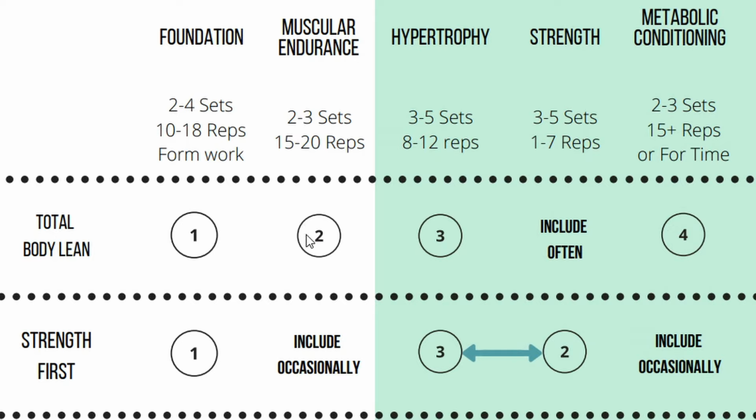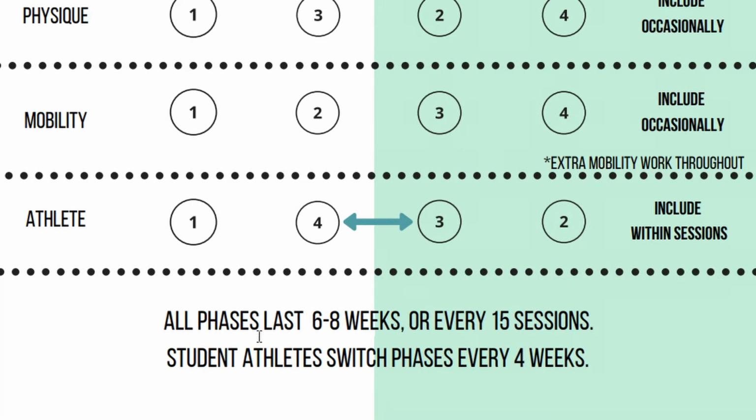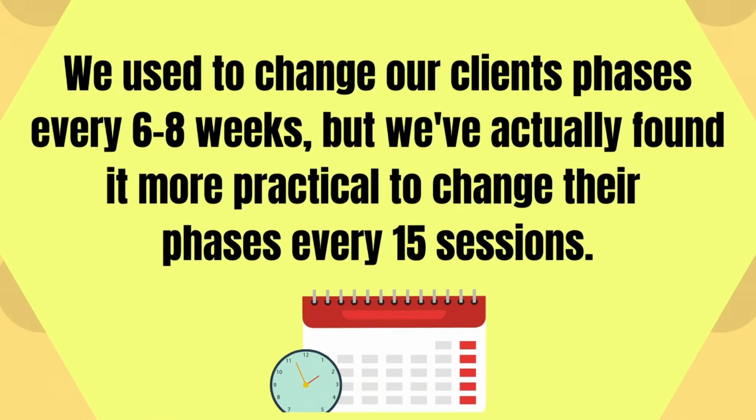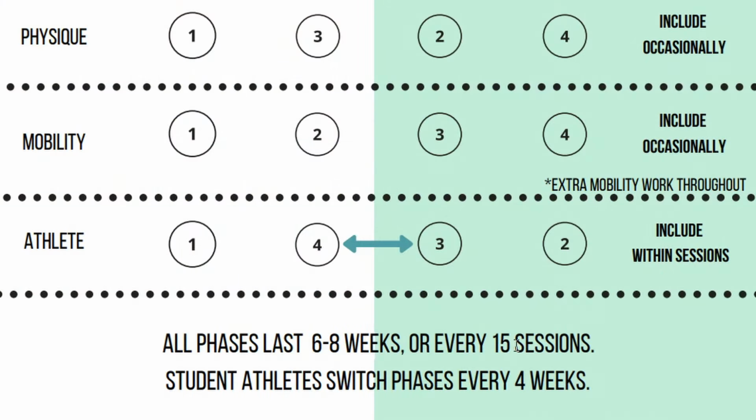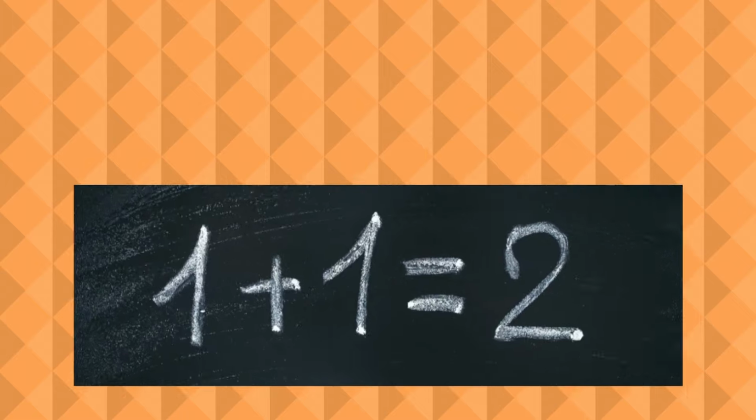For example, going from 1 to 2. Well, you can either change your client's phase every 6 to 8 weeks or every 15 sessions. We used to change all of our clients' phases every 6 to 8 weeks, but we've actually found it more practical to change their phases every 15 sessions. Both ways are simple enough, but this way is even a little bit simpler, and simple is good.